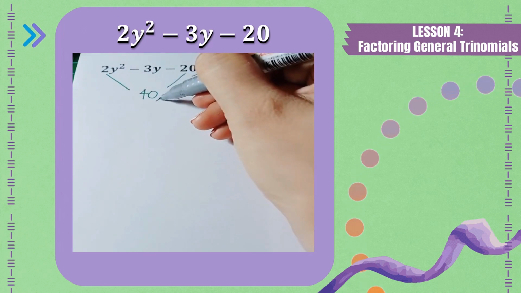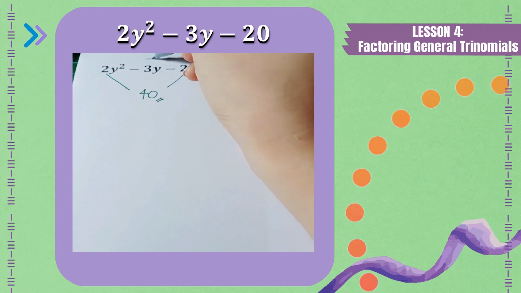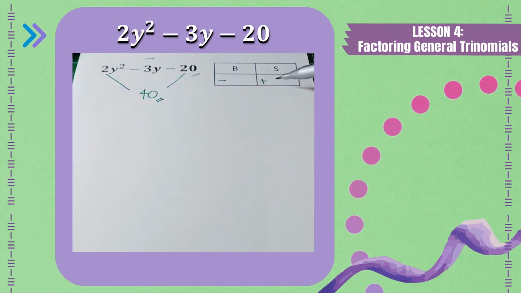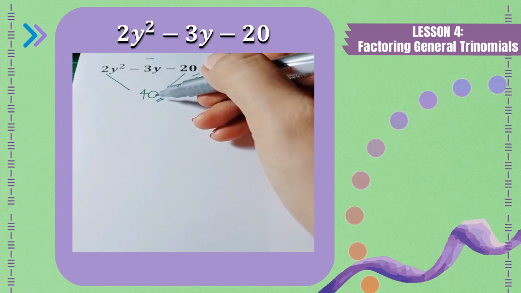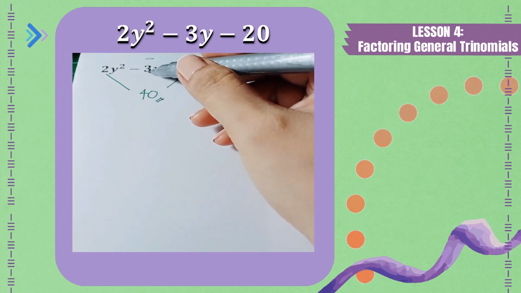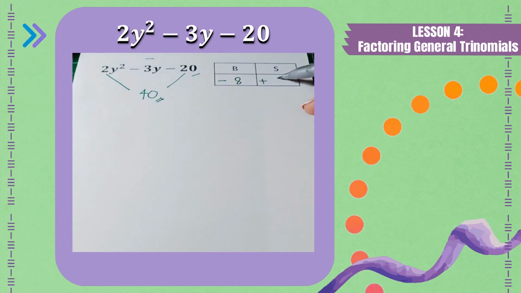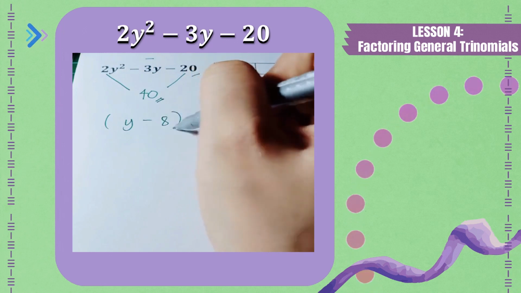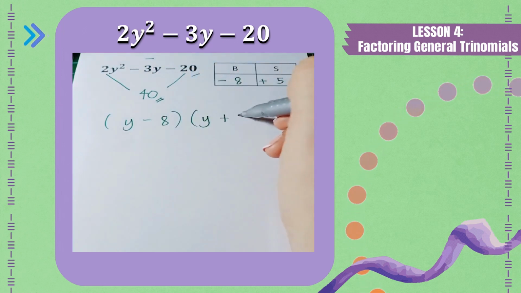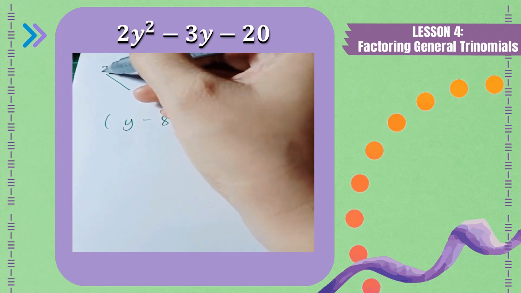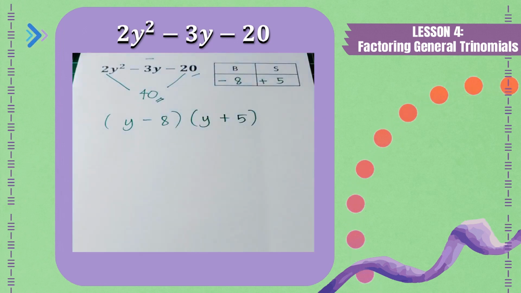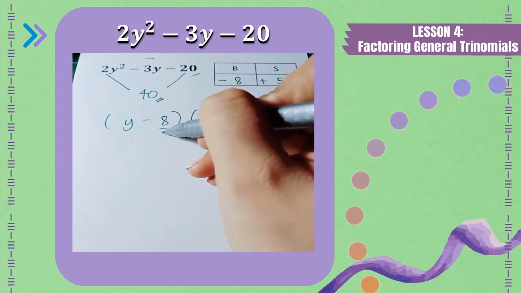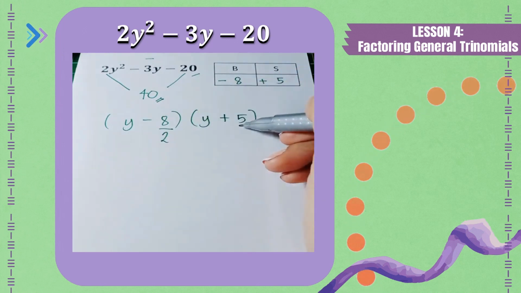Ano ang factors ni 40 na kapag minus or sinubtract, ang magiging sagot ay 3? Bakit subtraction? Because magkaiba sila ng sign. So, factors ni 40 na kapag sinubtract, ang magiging sagot ay 3. We have 8 and 5. So, we have y minus 8, then y plus 5. So, si 2, yung numerical coefficient ng ating first term, gagamitin natin siyang divisor or denominator ng ating dalawang numbers.